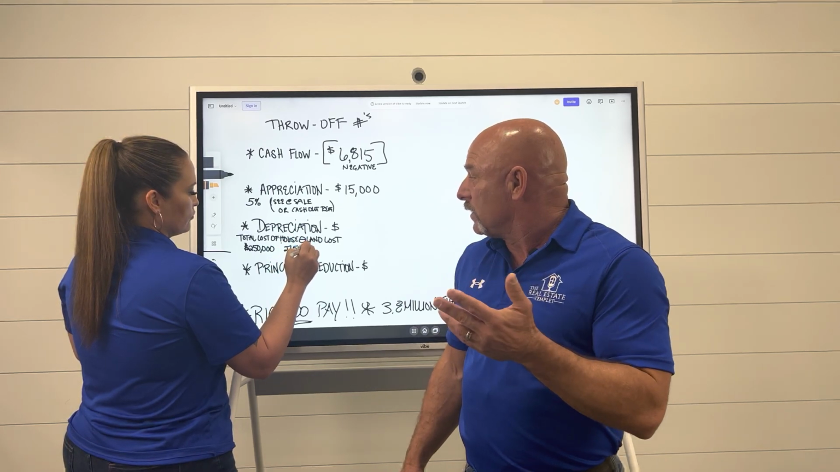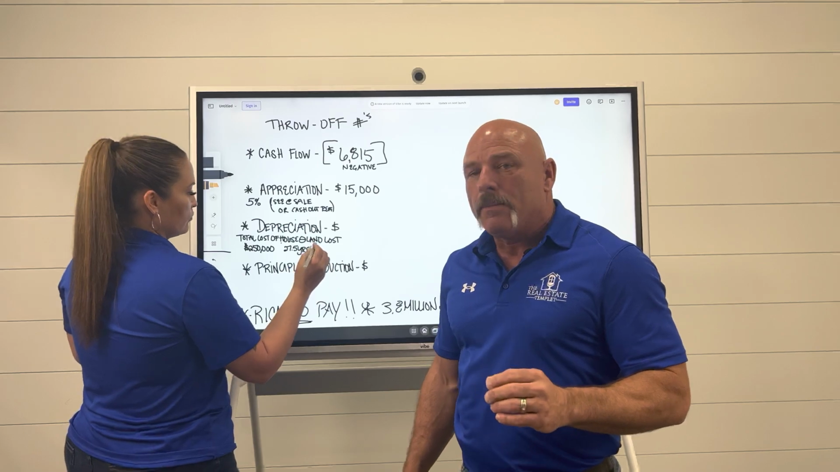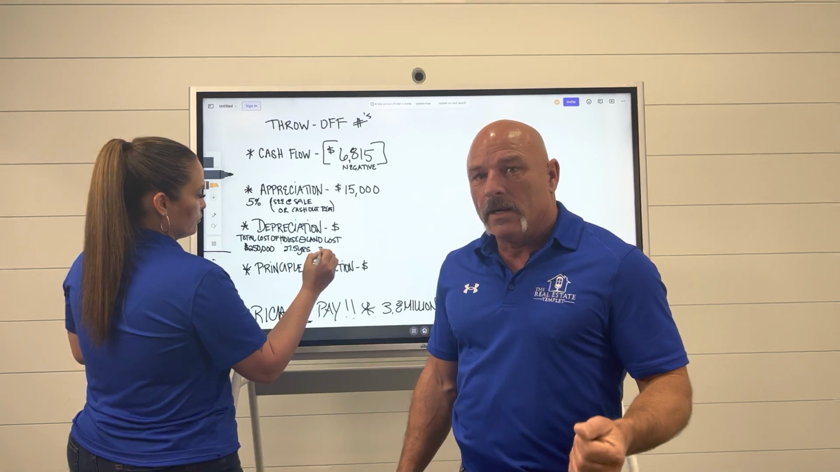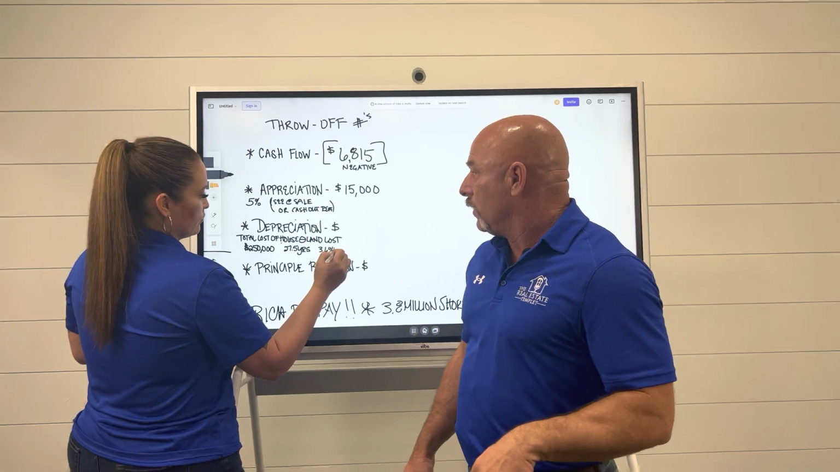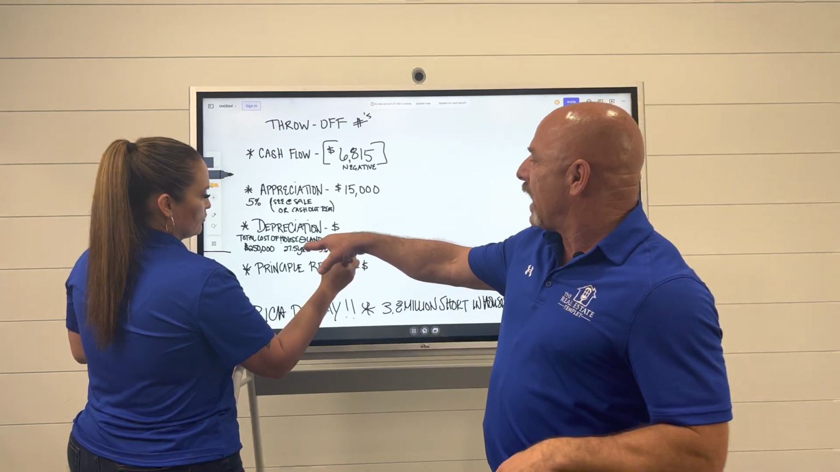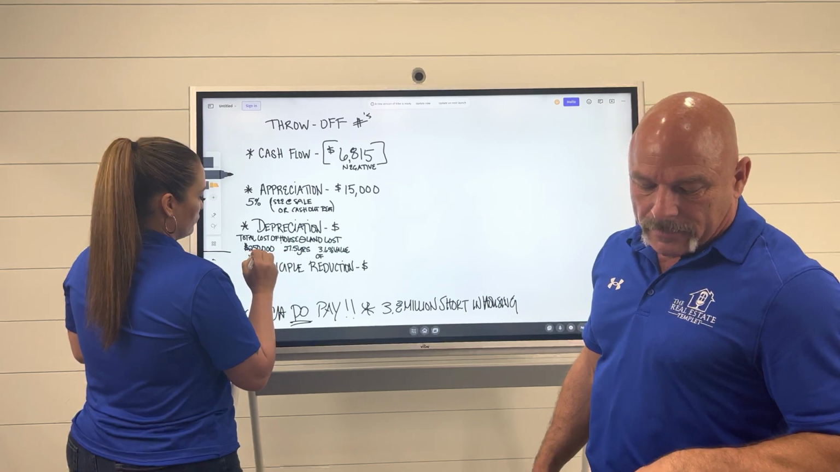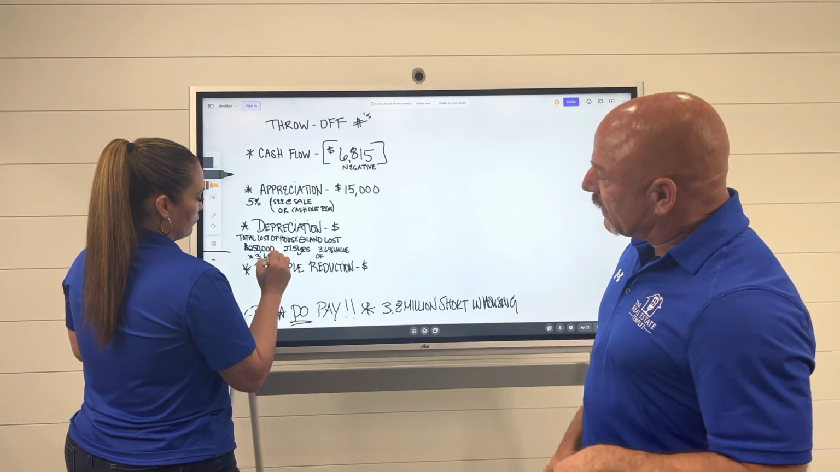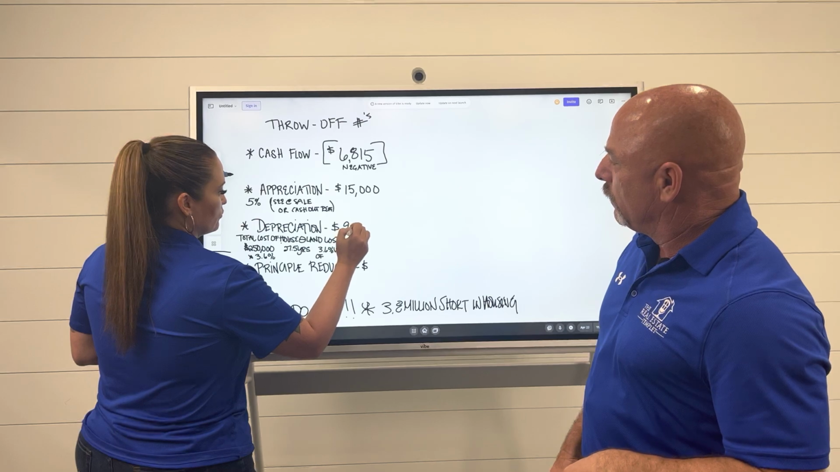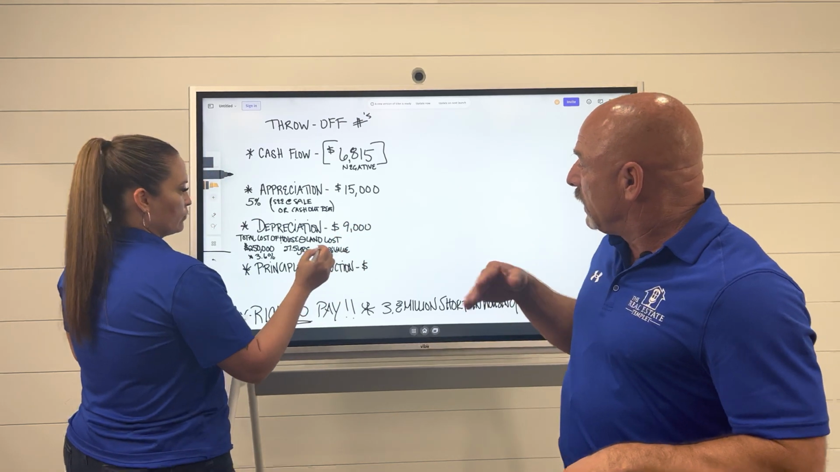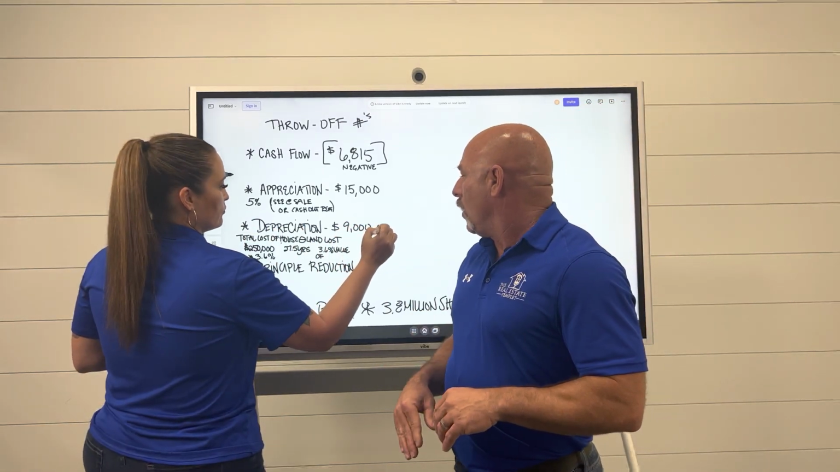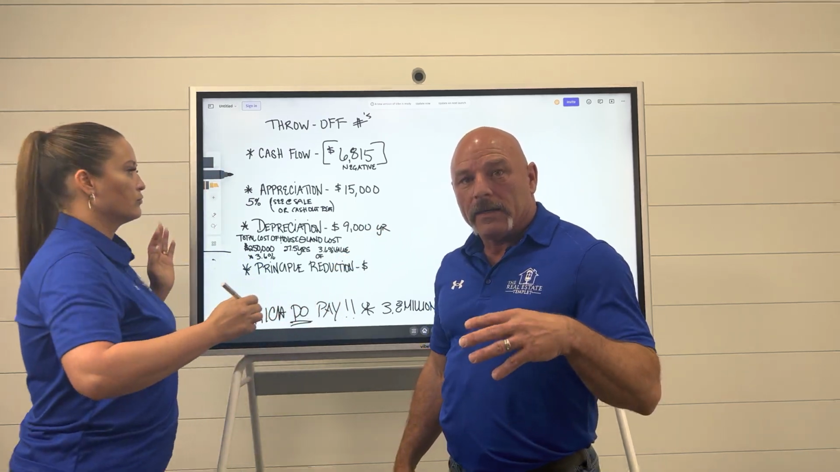27 and a half years, if you divide that out, that comes to 3.6% of the value of the home that you can depreciate every single year. So we take the 250,000, we multiply that times 3.6%, and that's going to give us $9,000 a year. So we can depreciate $9,000 a year off of our taxes.